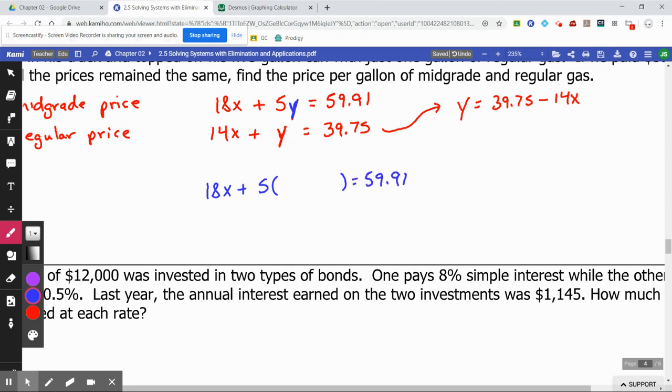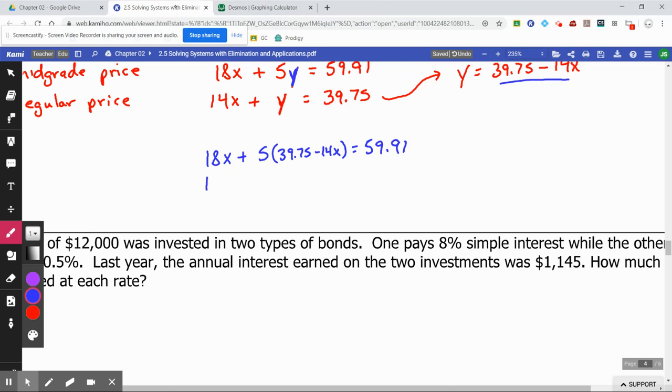So I have that Y value was 39.75 minus 14x. Distributive property gives me 18x plus 198.75 minus 70x is equal to $59.91. And again, it's just a basic equation now.